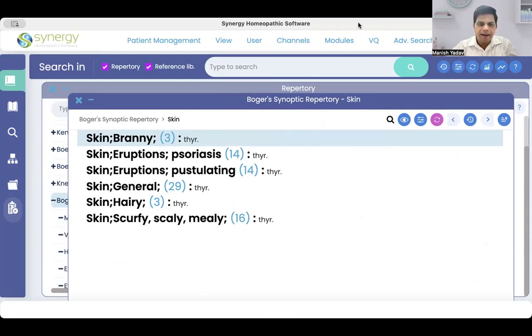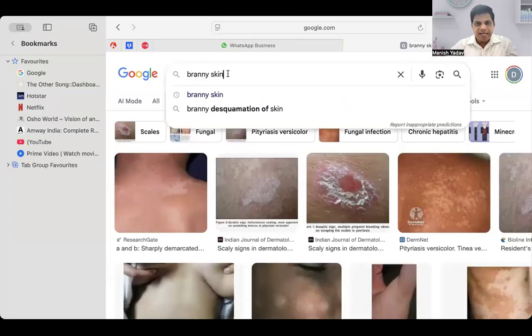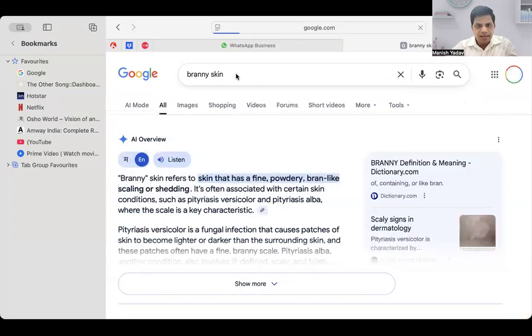What is briny skin? Let me open briny and show you. This is how I study, because these are old literature terms in English, and basically you don't find them here. Briny skin refers to skin that has fine powdery, bran-like scaling or shedding.